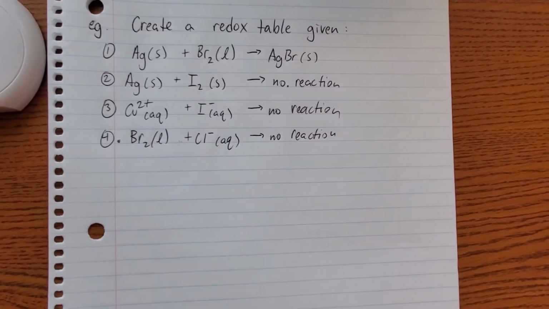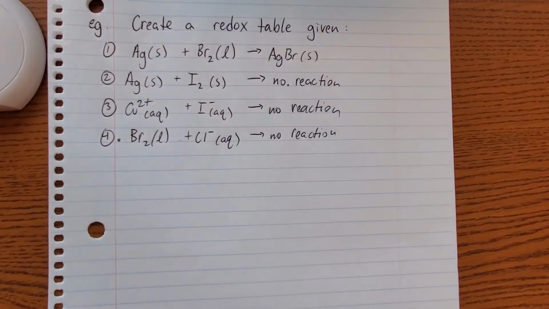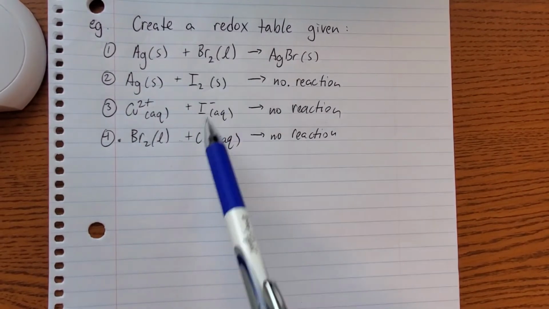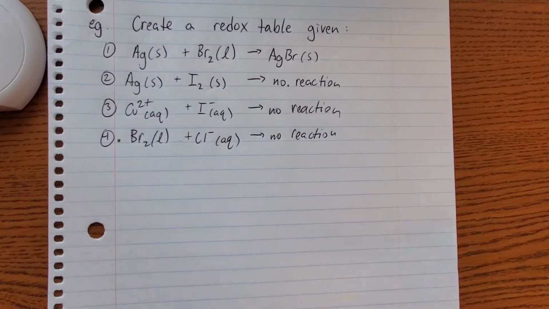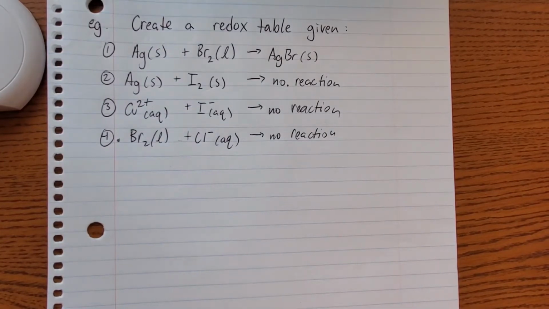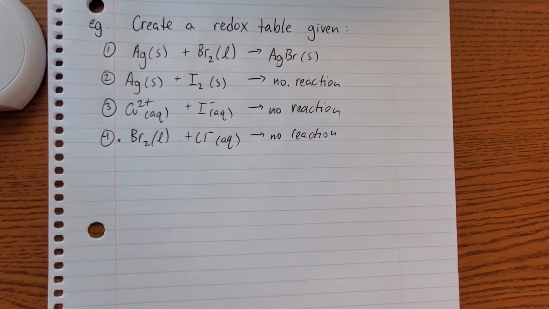Hi Chemistry, I wanted to do an example of using the redox spontaneity rule to create a redox table involving non-metals, because I get a lot of questions about that. And it is trickier to identify OAs because we're typically talking about oxidation and reduction of metals, but non-metals are out there and I'm going to show you how to do this.